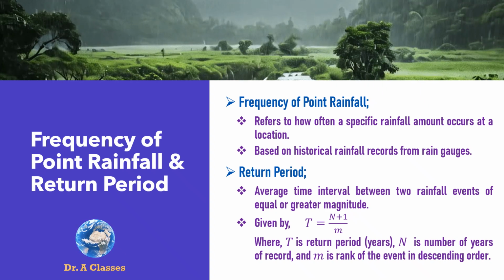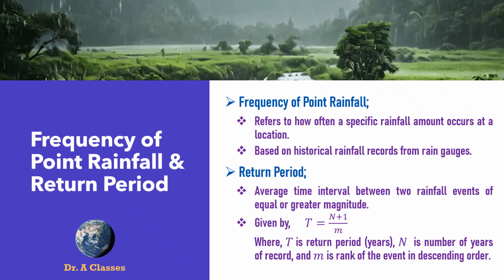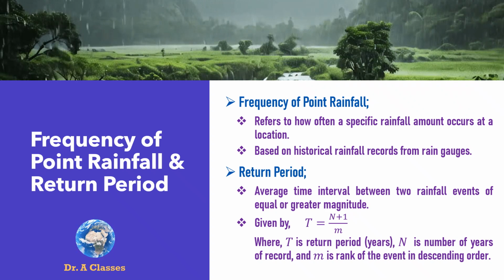The formula for return period is T equals N plus 1 divided by M, where T is return period in years, N is number of years of record, and M is rank of the event in descending order. Here we sort all annual maximum rainfall events in descending order, assigning ranks M and compute T. This helps determine how rare or frequent an event is.